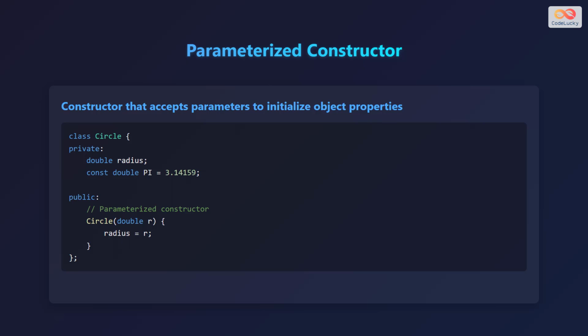A parameterized constructor is a constructor that accepts parameters to initialize the object's properties. Consider a class Circle with private members radius and a constant PI. The parameterized constructor Circle takes a double r as a parameter and initializes the radius with it.